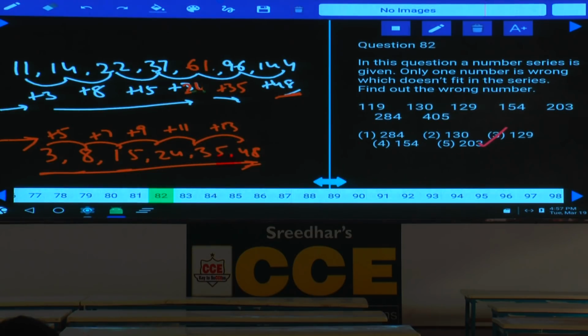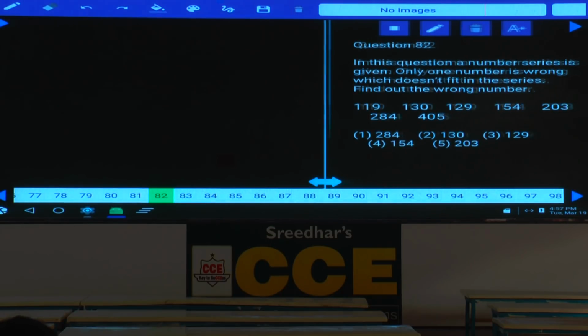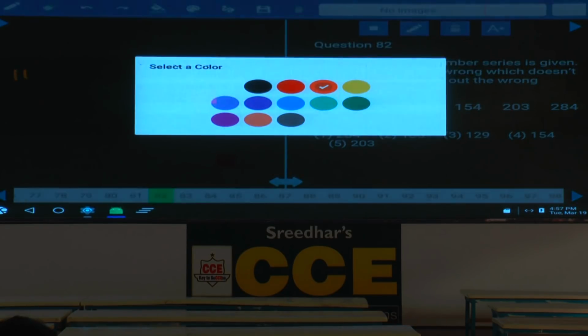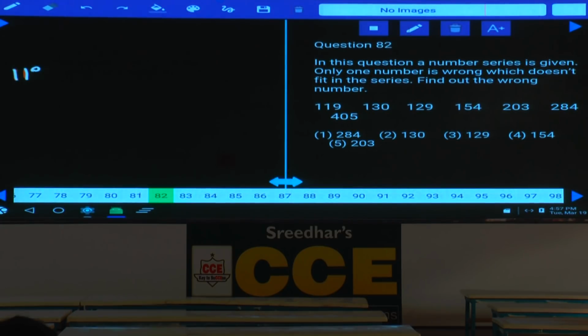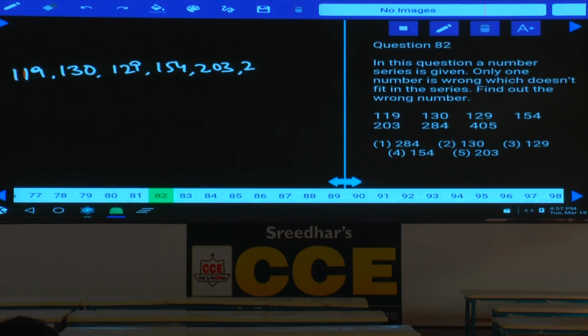Then 82. Now in this question number 82, 119, 130 and so on. If you check all the numbers, the numbers are increasing at a smaller rate, hence it must be under which category? Difference. 119, 130, 129, 154, and next one 203, 284 and 405. Are the numbers, isn't it?